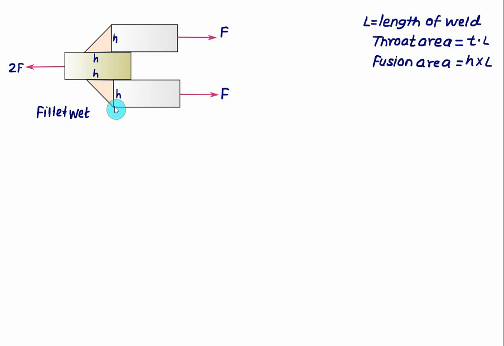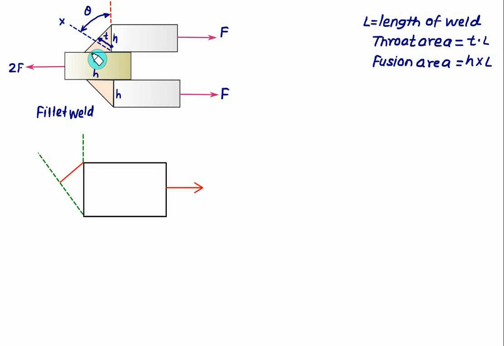At any angle theta we can define the throat thickness. So let's consider one plane X at an angle equal to theta with the vertical. We already know this angle is 45 and this dimension will be equal to T and the leg dimension equal to H. For analysis purposes, we'll cut here at the section X. We'll develop the FBD for the top portion. So only the top portion is considered for analysis.